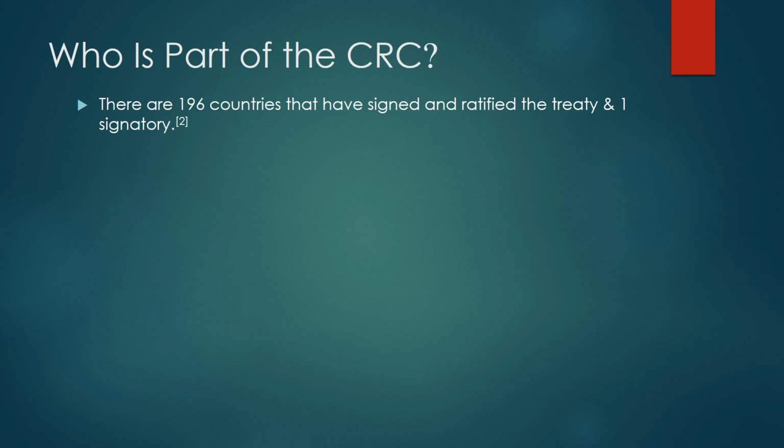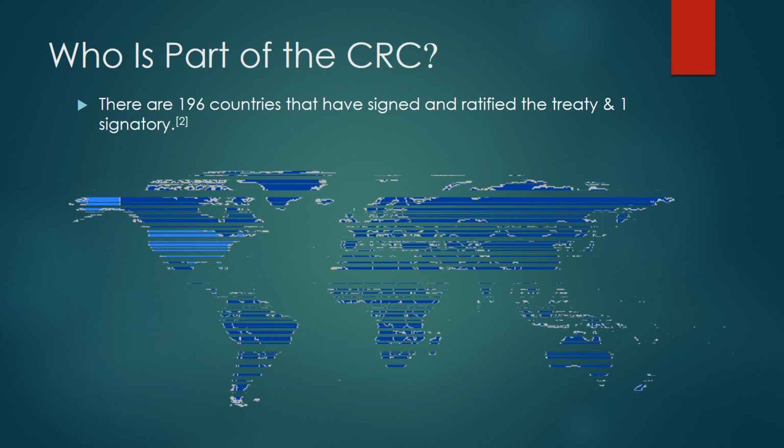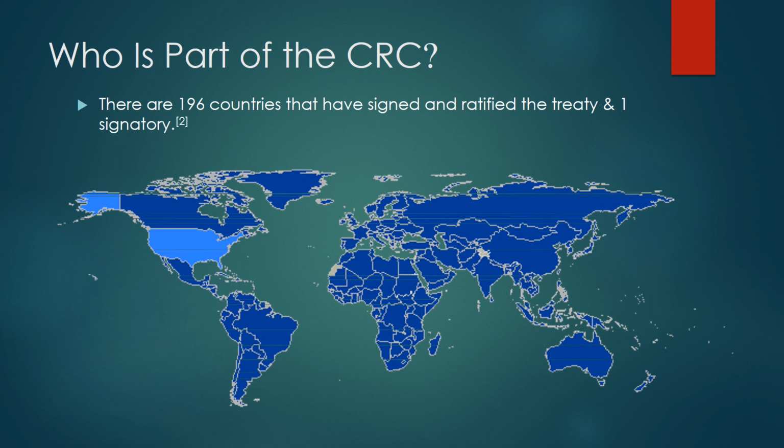The CRC is a widely accepted treaty. There are 196 countries that have signed and ratified it, and 1 signatory, as you can see, the USA. The gray areas that you see on the map here are countries that are not officially recognized by the UN.